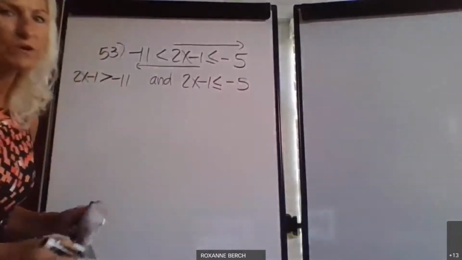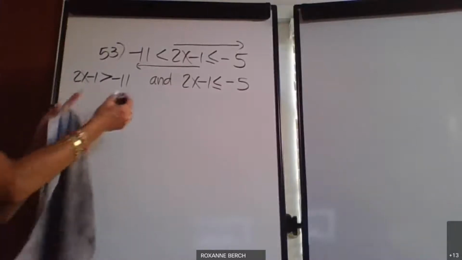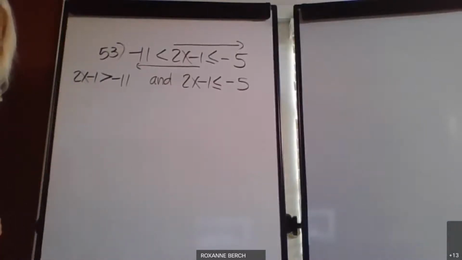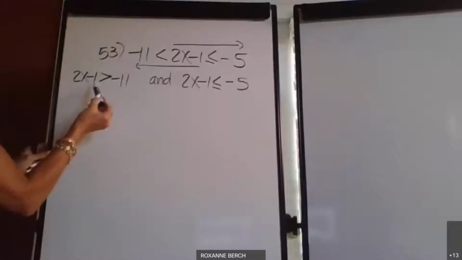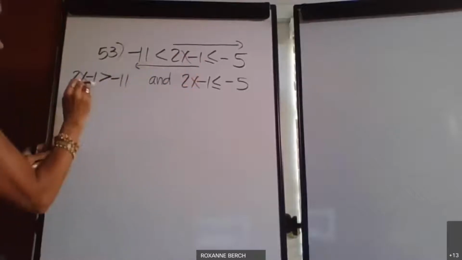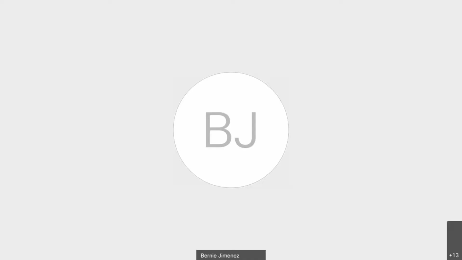Okay, now please unmute yourself and tell me, do you get this or not? Do you get how I wrote it? Yeah, you just split it into two different ones. But do you see the symbols though? 2x minus 1 is greater. See how it's greater? Yeah, I get it, negative, which makes sense. Yeah.